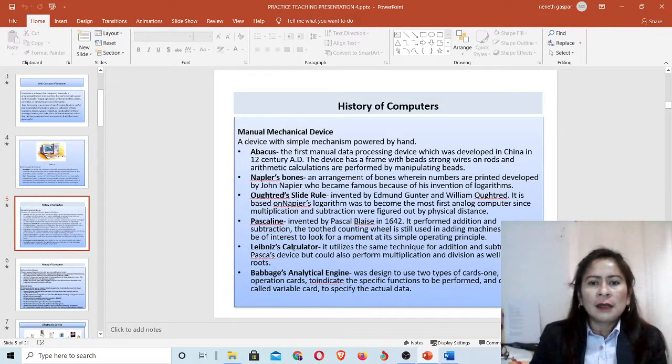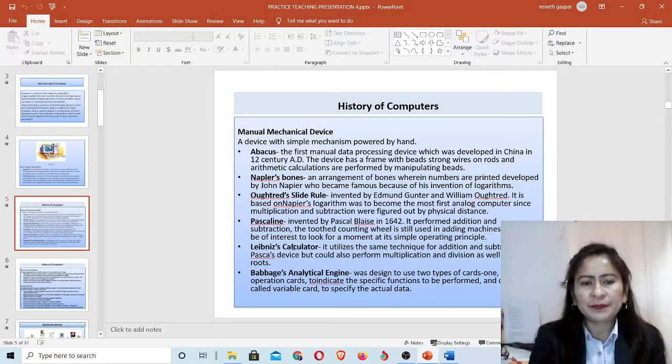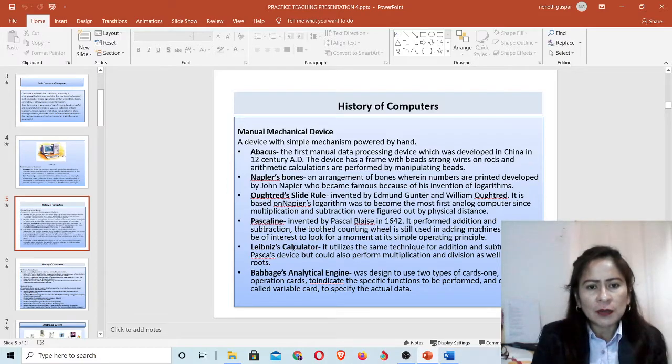History of computers. What is the history of computers? It begins with manual mechanical devices, devices with simple mechanisms powered by hand. First is the abacus, the first manual data processing device, which was developed in China in the 12th century. The device has a frame with beads strung on wires on rods, and arithmetic calculations are performed by manipulating the beads.